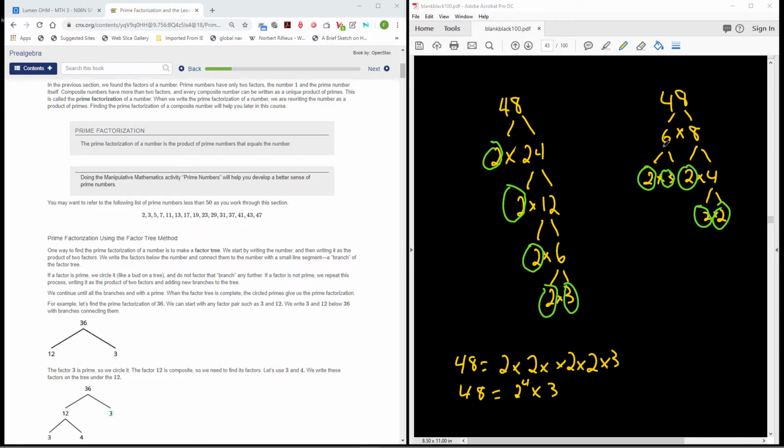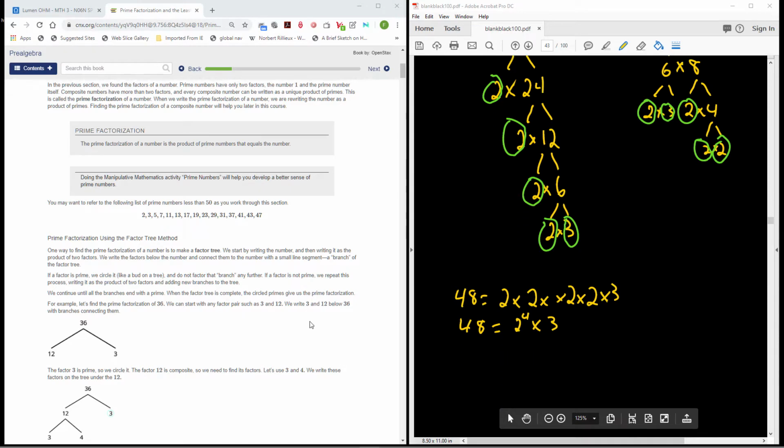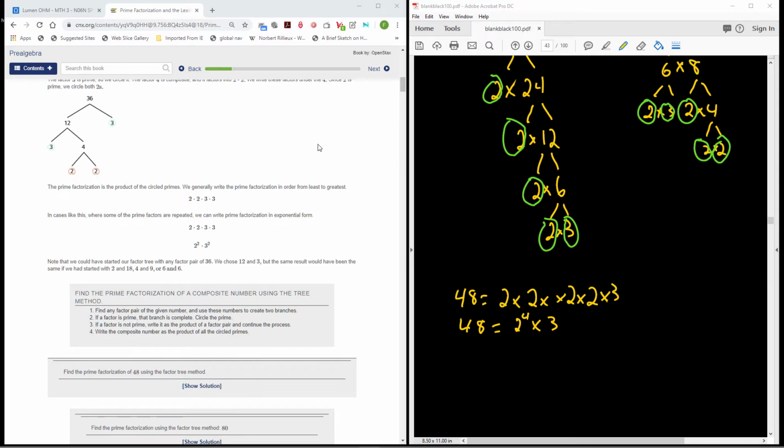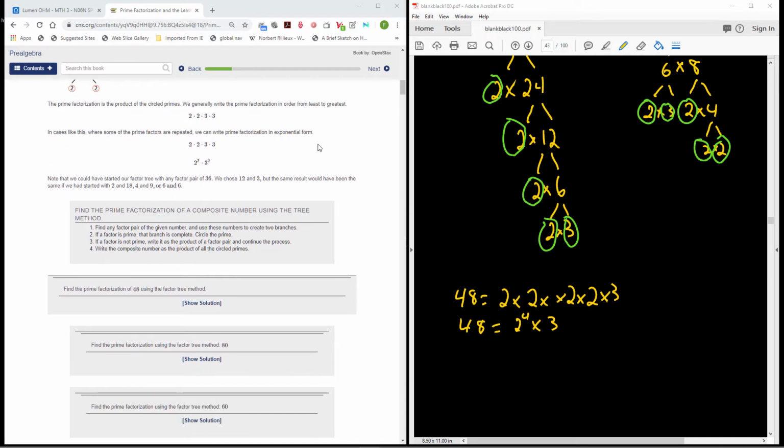Next one here we have, suppose I know my multiplication tables well. I can break this down 6 times 8. 6 is not prime, so that breaks down to 2 times 3. And 8 breaks down to 2 times 4. 4 isn't prime, that breaks down to 2 times 2. In any case, all the leaves of the tree are prime. So we have 48 is the same thing as 2 times 2 times 2 times 2 times 3, or 2 to the 4th times 3. And that was number 48 there.